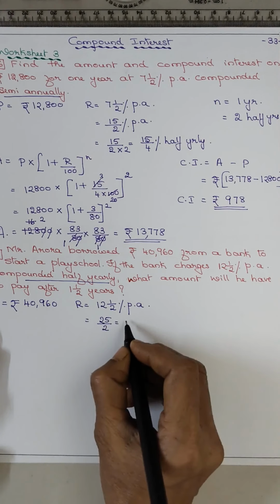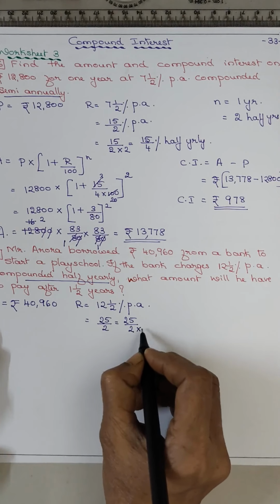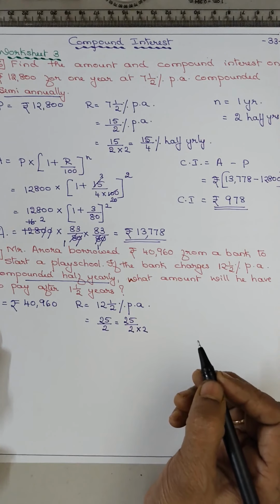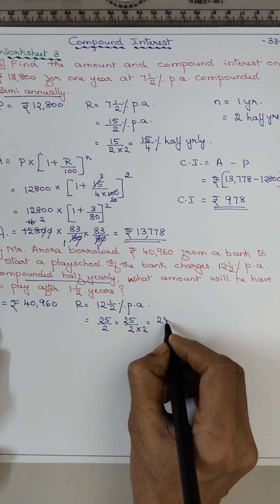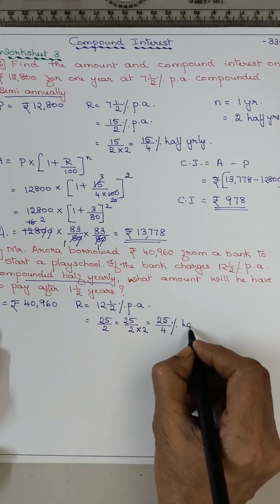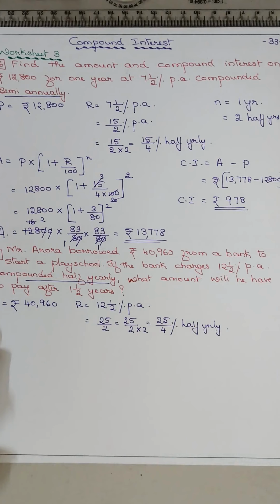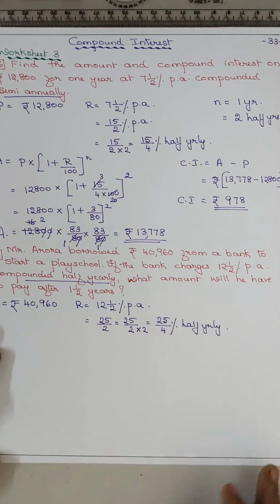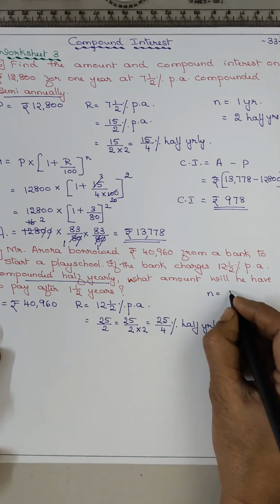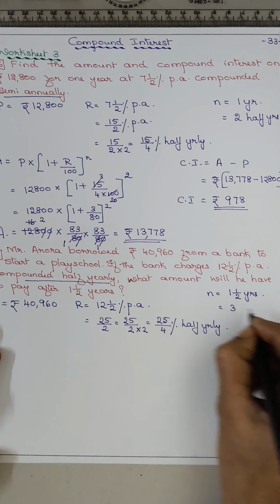That means 25 by 2, denominator multiply by 2. That means 25 by 4% half yearly. Understood? 25 by 4% half yearly. Now time 1.5 years. N is equal to 1.5 years. That means how many half years? It is 3 half years.